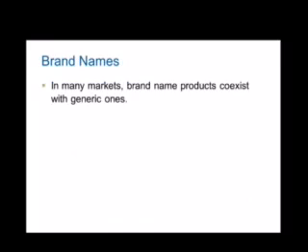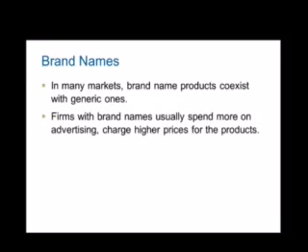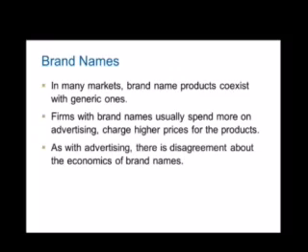Now we have brand names. In many markets, brand name products coexist with generic ones. Usually products made by firms with a brand name, like Coca-Cola or Coke, are slightly more expensive than generic brands. And firms with brand names usually spend more on advertising, charging a higher price for the products. Of course, as with advertising, there is disagreement about whether companies should spend so much to protect or improve their brand recognition. There are a lot of questions about that.